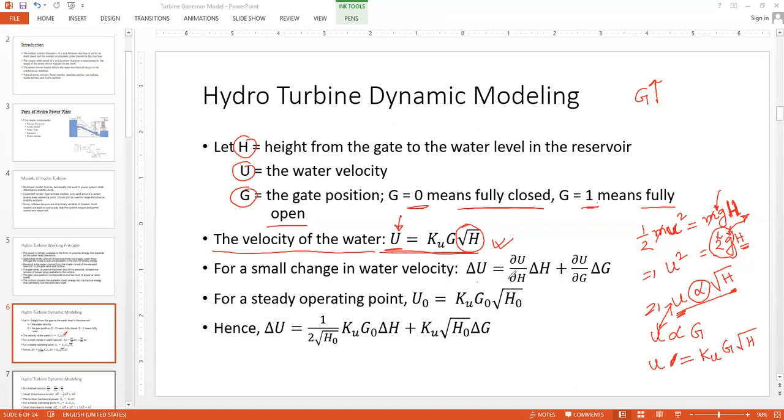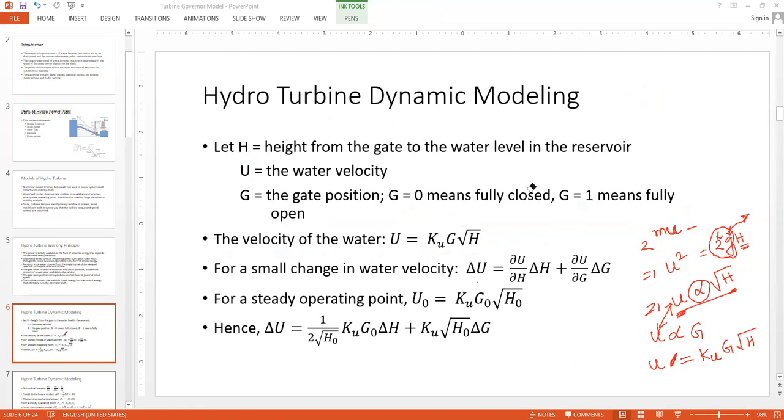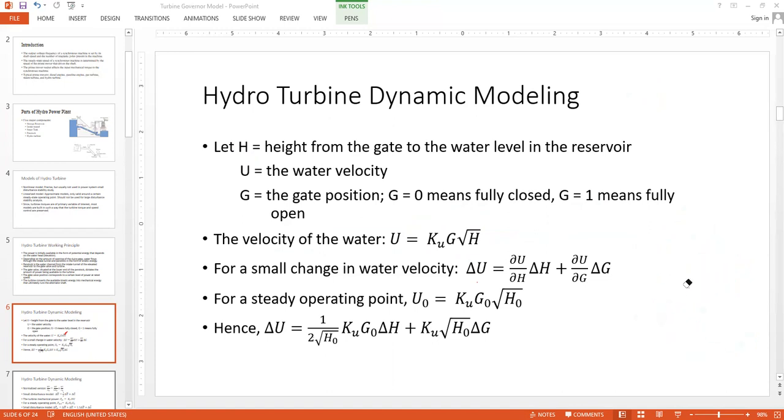Now for a small change in the water velocity, you take the incremental model. Why are we taking the incremental model? Again, as we said, all of our dynamic equations, the dynamic models or the simulation done up to this point are in the small disturbance domain. So we will also now take the incremental model for U, the velocity of the water. Then you need to simply calculate these partial derivatives.